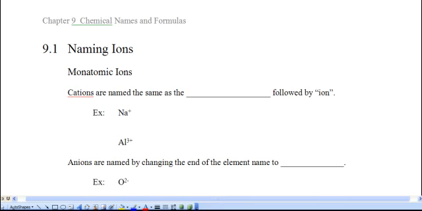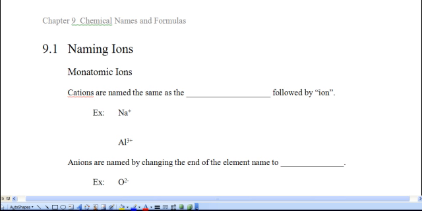And welcome to Chapter 9, where we're going to be dealing with chemical names and formulas. By the end of this chapter, if I give you a formula, you're going to be able to tell me the name of that compound, and if I give you the name, you're going to be able to write out the formula. In 9.1 here, we're going to start by giving you the rules about naming ions.